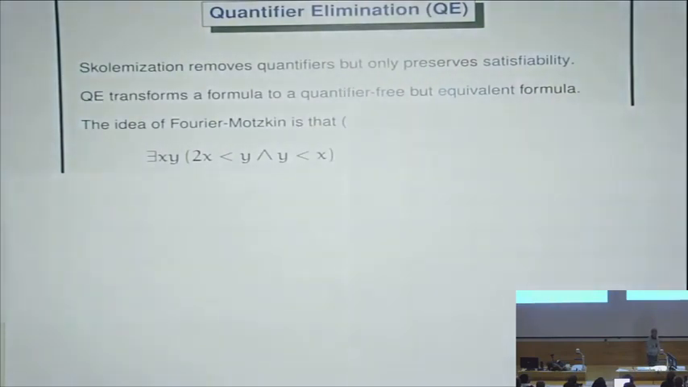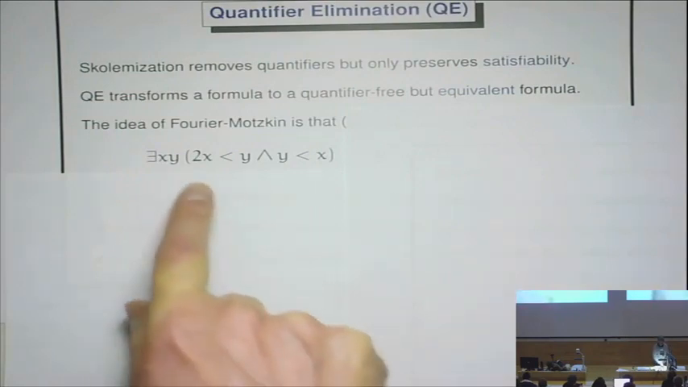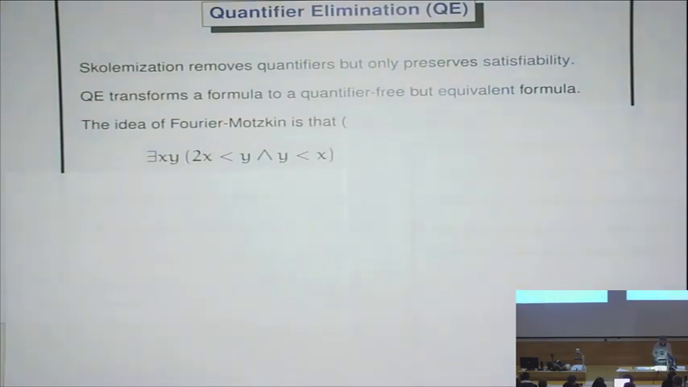Now, this particular formula has no free variables, right? Remember what a free variable is? X and y are both bound, and there are no other variables. Quantifier elimination will replace it by an equivalent quantifier-free formula, and that formula can only be true or false, because if there's anything else in it, it will have free variables.